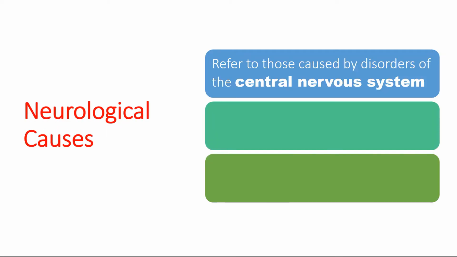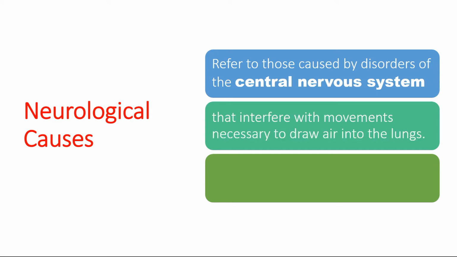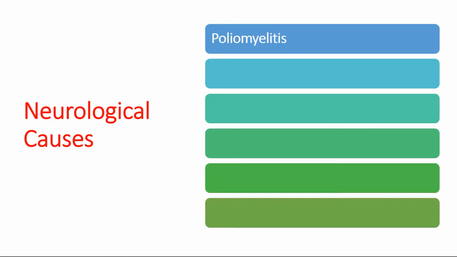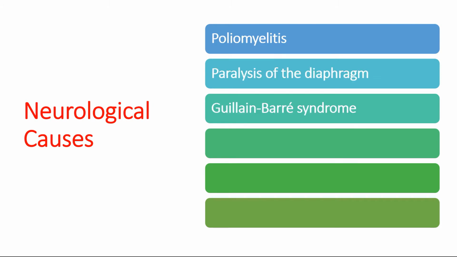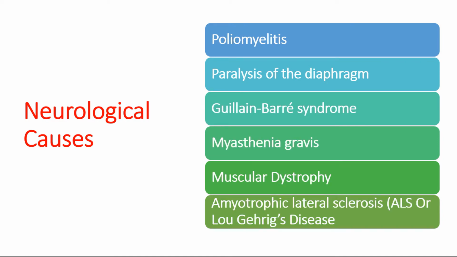These are the extrinsic causes. We have also neurological causes, referring to those caused by disorders of the central nervous system that interfere with movements necessary to draw air into the lungs. Among the most common causes are poliomyelitis, paralysis of the diaphragm, Guillain-Barré syndrome, myasthenia gravis, muscular dystrophy, and amyotrophic lateral sclerosis, or Lou Gehrig's disease.